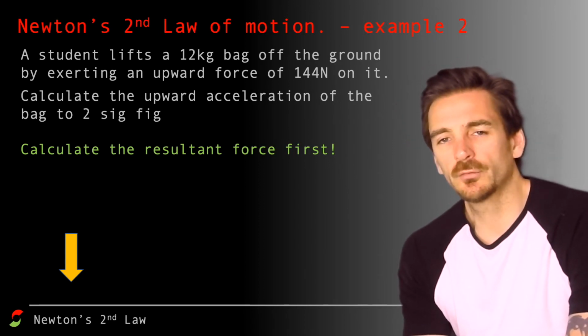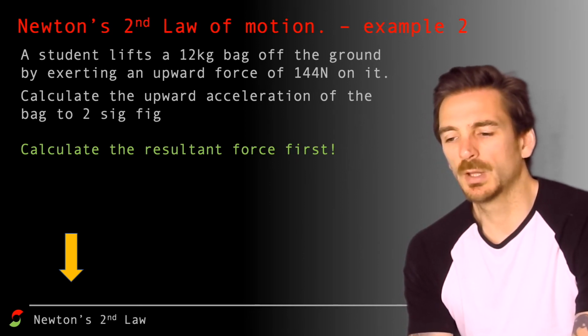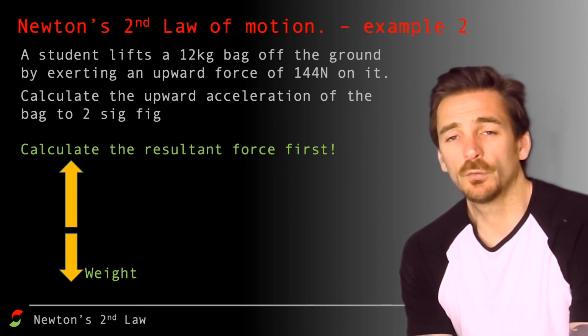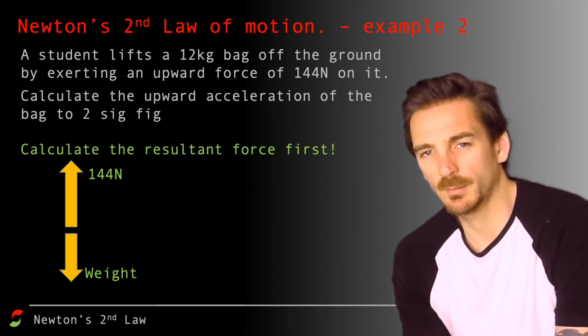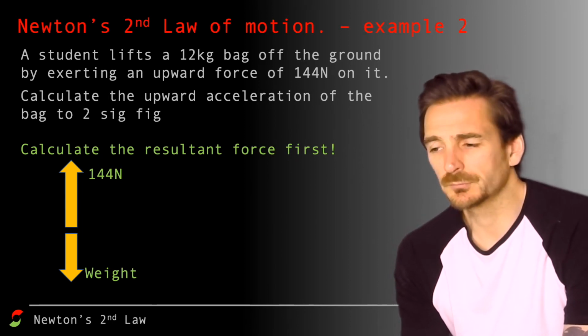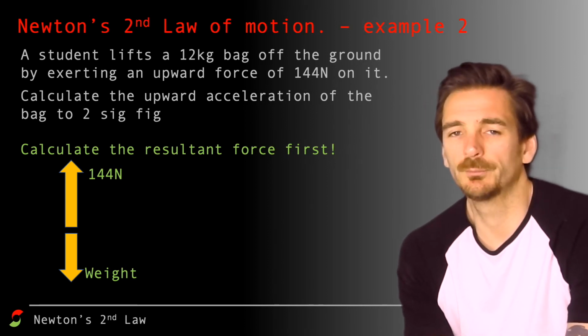So first of all, the 12 kilogram bag. Well, we don't know the weight of it, but we know that it's pulling it down. And we've also got a force of 144 newtons pulling it up. So that's our free body force diagram of the forces acting on the bag. But we don't know the weight, but we can calculate it using this equation.